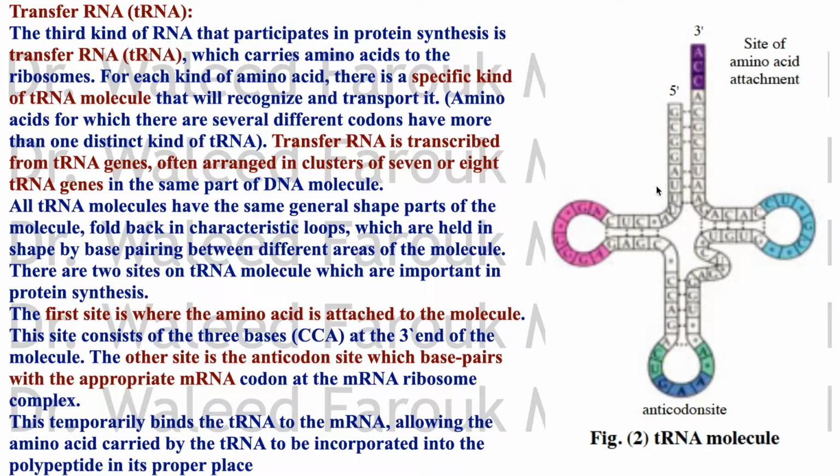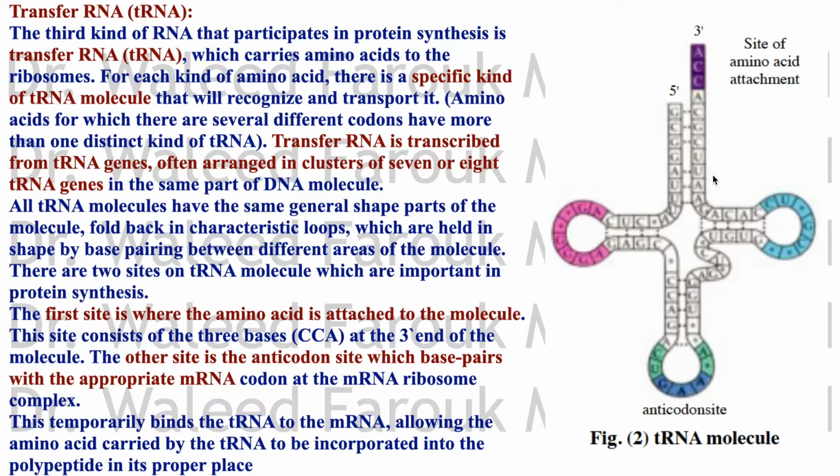As you can see here, this is the shape of the tRNA molecule. It has a peculiar shape where the sequences throw themselves into loops at multiple ends. There are two important sites on the tRNA. This site, which has the sequence ACC at the 3' end of the molecule, is the site where the amino acid attaches to the tRNA molecule.